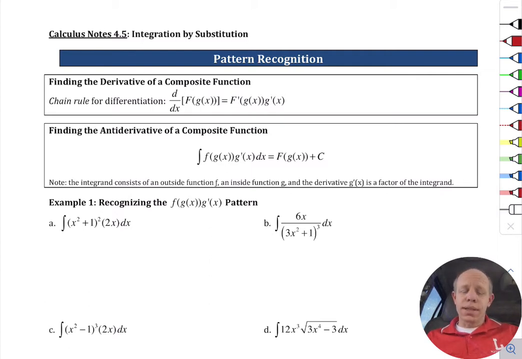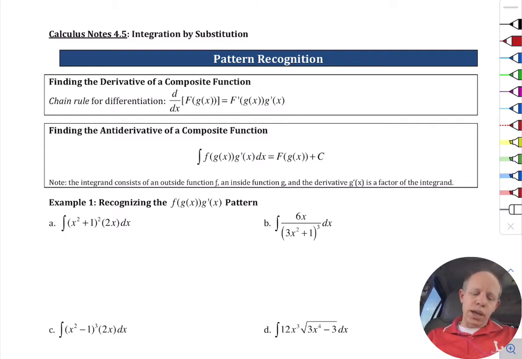Now the point of this lesson is we're going to be able to integrate functions that are composite. And so it's really going to be taking a look at the chain rule for derivatives and then doing that in reverse. So the big key here is, can you find the derivative as the integrand, and is that part of the chain rule? And so we're going to be looking first at pattern recognition.